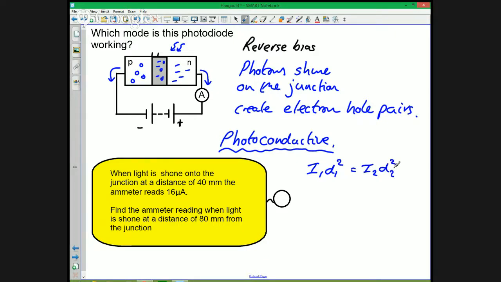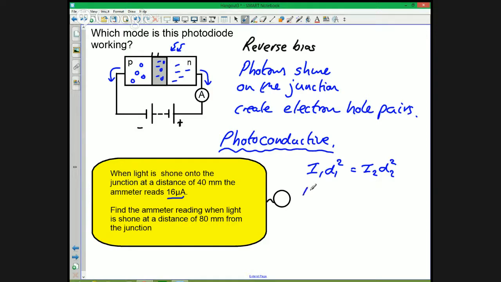What does that mean, all these numbers? It means the radiance, the amount of energy power per unit area shone onto something, times the distance away squared, will be exactly the same as the new radiance times the second distance squared. But I haven't got a radiance on that. That doesn't matter, because I can use the currents for the radiance. I want to find the ammeter reading, which will be the second radiance. So that's like an inverse square law kind of problem.